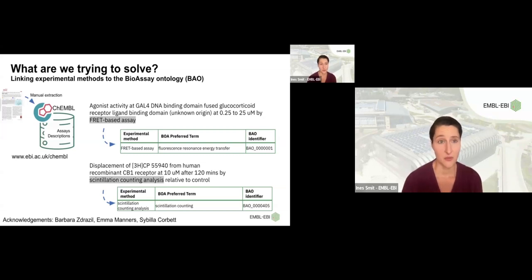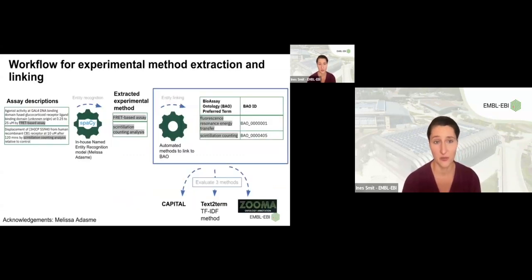On the next slide, we have an overview of the workflow that we are developing to do this. First, we have developed a named entity recognition model that detects these kinds of experimental methods or physical detection methods from the assay description. Then once we have those specific pieces of string, we would like to annotate them with the Bioassay ontology. We have been trying a few different tools to do this, and Capital is one of the methods.